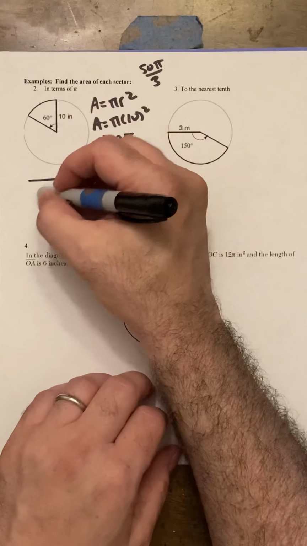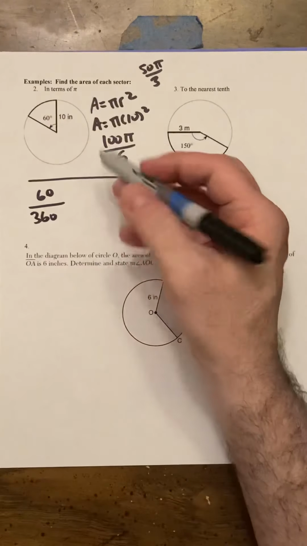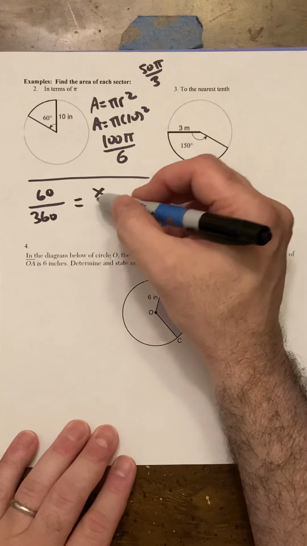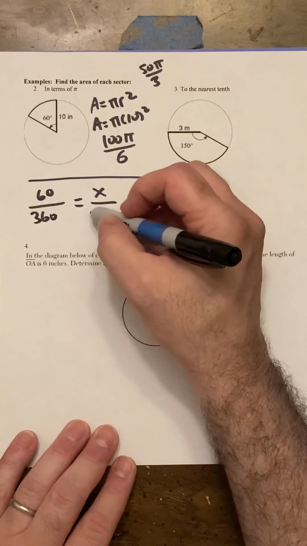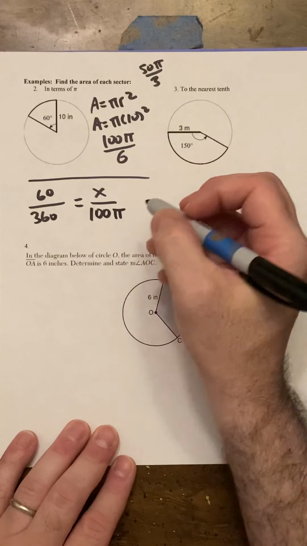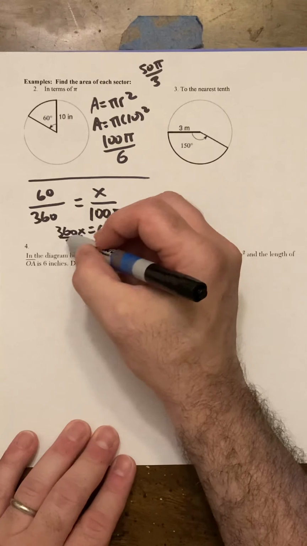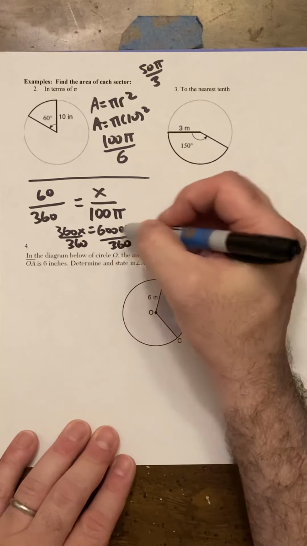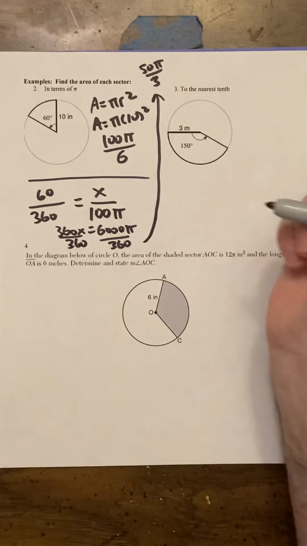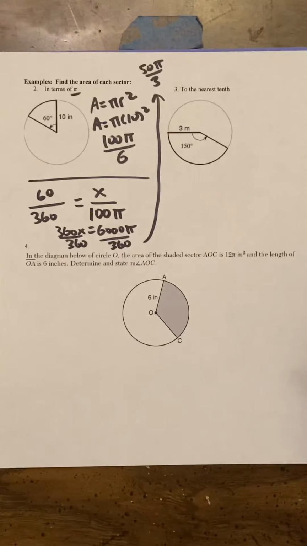So we're going to do central angle over the total degrees of a circle, 360, equals the sector area we don't know, over the area of a whole circle we learned was 100 pi. Cross multiply, and we get 360x equals 6,000 pi. Divide by 360. And if you reduce 6,000 divided by 360, guess what you get? You will get 50 pi over 3. You can check that on your calculator if you like to make sure it's the same. They asked us to leave this in terms of pi, so I did.